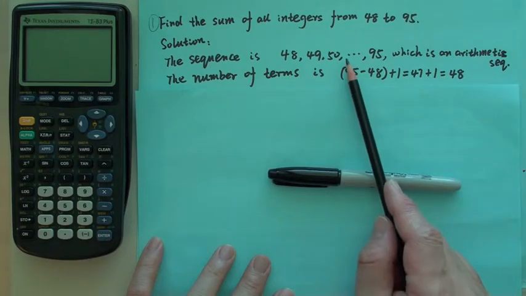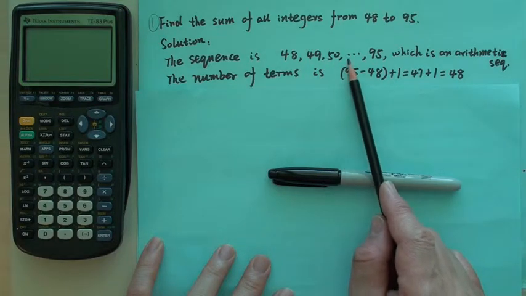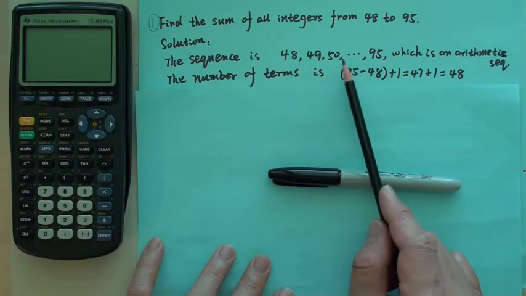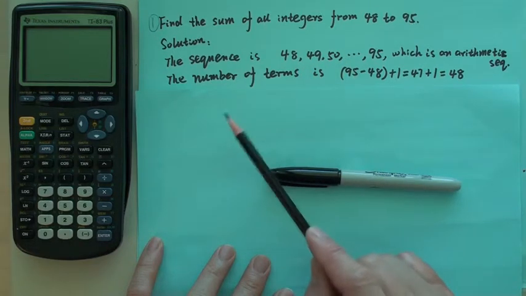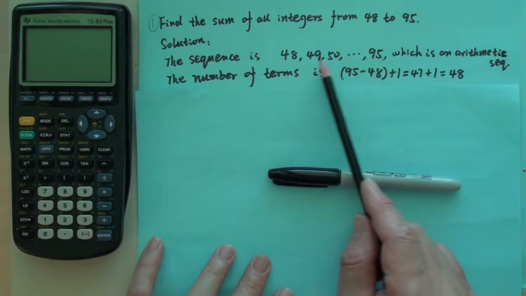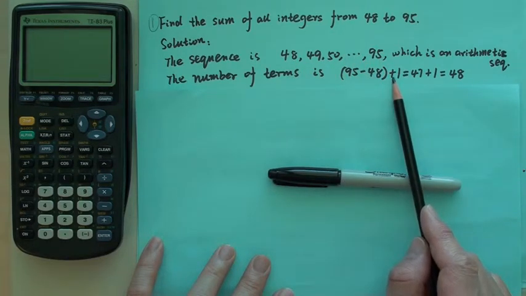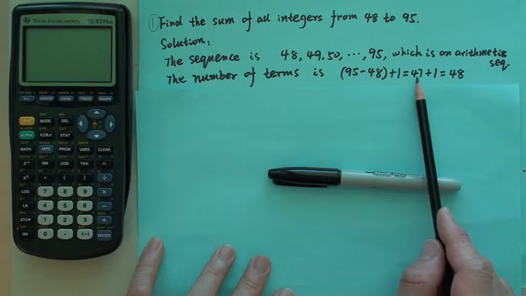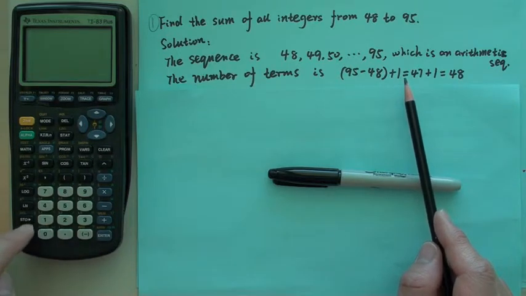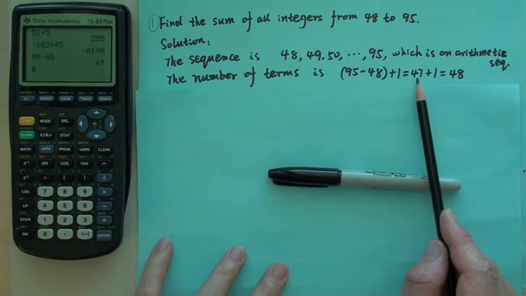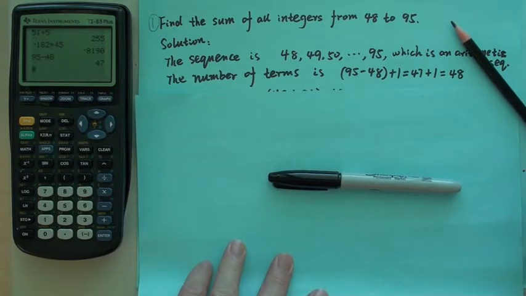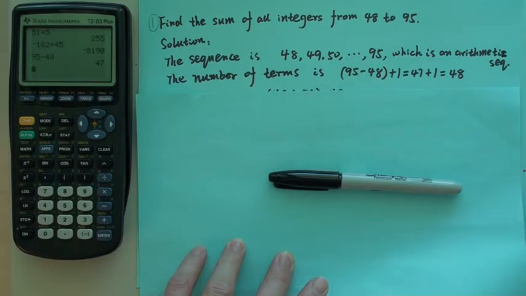For example, if here is 51, it would be what? 4 terms. 51 minus 48, you only get 3. So for 4 terms, the subtraction gives 3. And here is 95, you subtract 48, you have to add 1. 95 minus 48 is 47, plus 1 is 48. So the number of terms is 48.